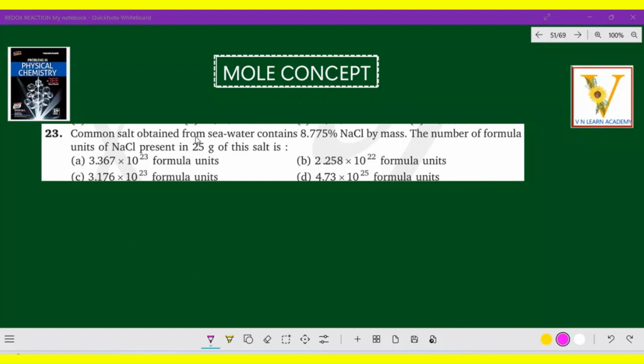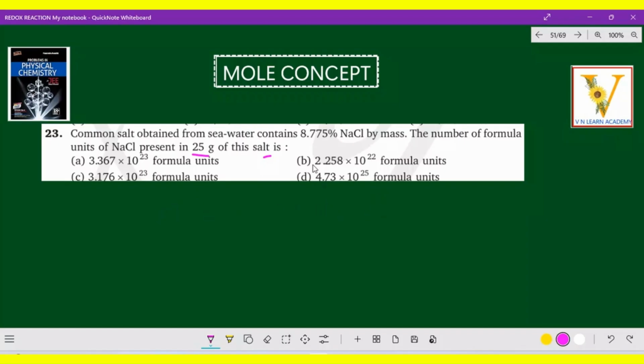Common salt obtained from seawater contains 8.775% sodium chloride by mass, right? Next, the number of formula units of sodium chloride present in 25 grams of this salt. Here they are asking the question in a somewhat different way, but actually it is the same point only.